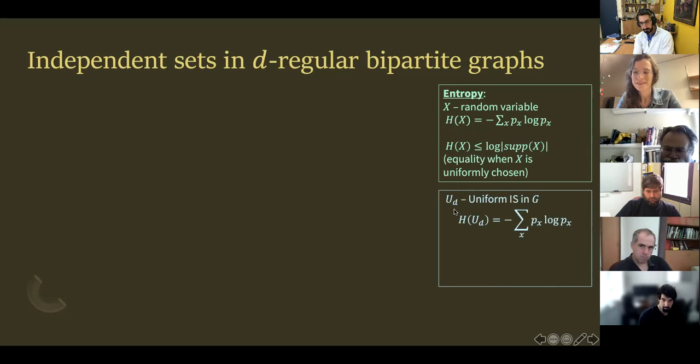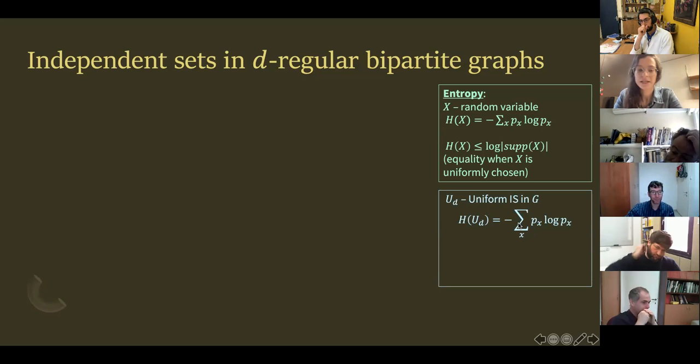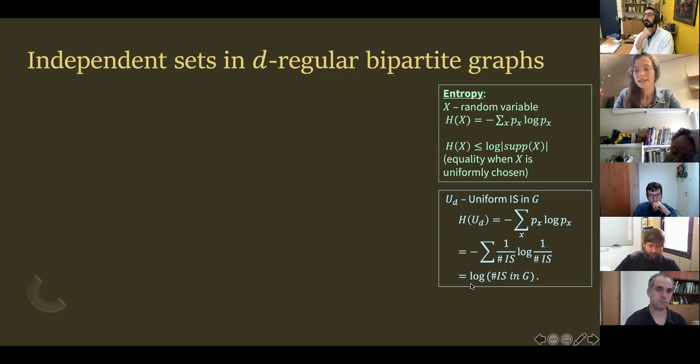Okay, so let's take a uniform independent set from some graph G, because we're talking about independent sets here, and this will be the entropy, and of course the probability, because it's uniform, will be 1 over the total number of independent sets. If we look at this expression, this is just the log of the total number of independent sets. So here we can really see a connection. We have a uniformly chosen independent set, and we can really see the connection between entropy and counting problems.